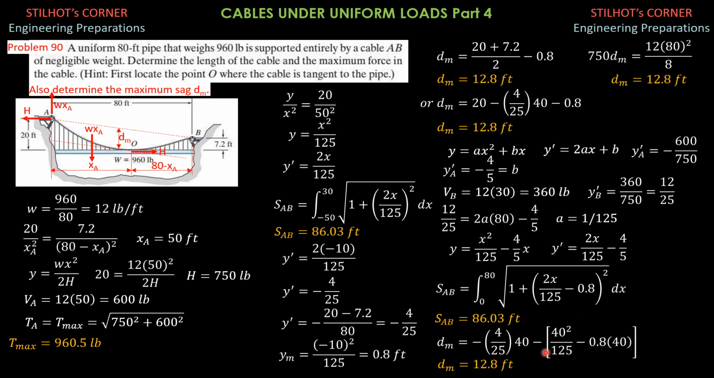But we make it positive, so that becomes the positive distance of this point to the imaginary x-axis, or horizontal line through A, is that value. Then we subtract the distance from the x-axis through A to the imaginary chord at the center, which is this, and that is negative 4 over 25 times 40, then plus that value, which is treated as positive, you will get the same answer of 12.8 feet. So that's it for this video.